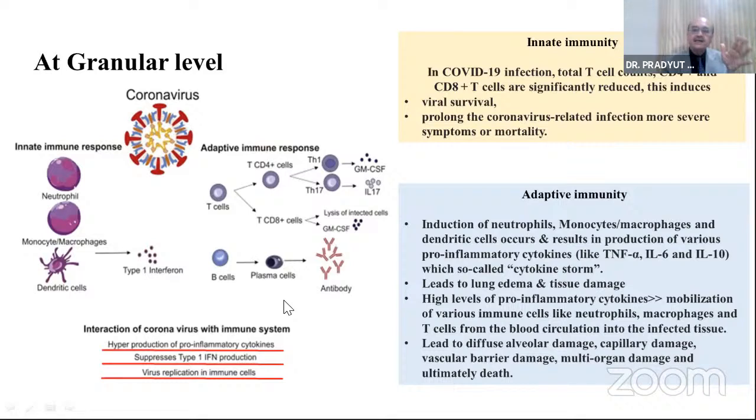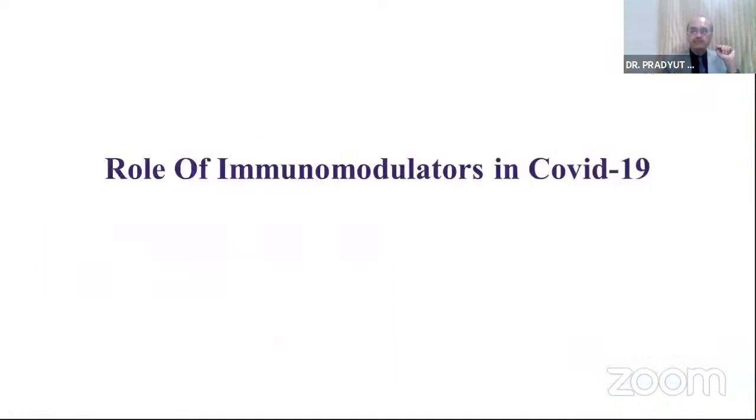And whenever there are high levels of pro-inflammatory cytokines, again, various types of immune cells like neutrophils, macrophages, and T cells are mobilized from the blood circulation into the infected tissue, and they cause damage to the infected tissue. This damage by these pro-inflammatory cells and cytokines leads to diffuse alveolar damage, capillary damage, vascular barrier endothelial cell damage, and that is resulting in permeability of the fluid, what we call ARDS, multi-organ damage, and ultimately death. So that is what is happening at the cellular level in these COVID-19 patients.